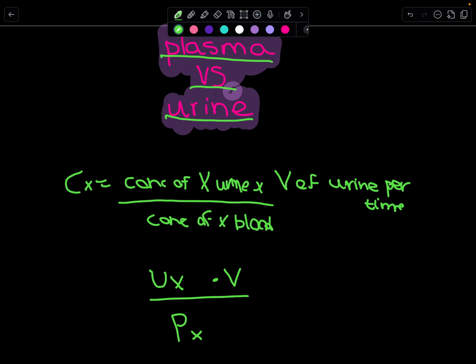This gives you clearance in milliliters per minute, showing how much plasma is cleared of X per minute. It's key for assessing how kidneys handle substances, whether they're filtering, reabsorbing, or secreting them. For example, if X is creatinine, clearance approximates GFR, but is slightly higher due to secretion. Want me to walk through a sample calculation or connect this to specific substances?